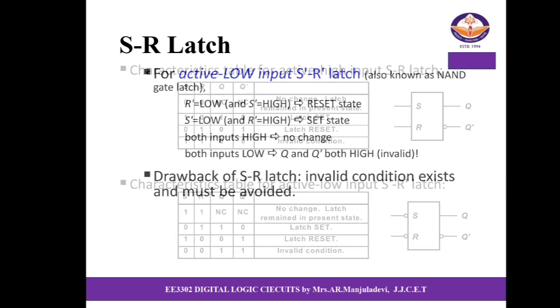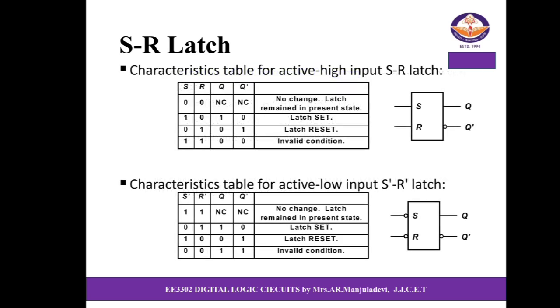These are the characteristics tables of the SR latch and S dash R dash latch. In the SR latch, when both inputs are low, there is no change. When both inputs are high, it is in the invalid condition. In the S dash R dash latch, when both inputs are low, it is in the invalid condition. When both inputs are high, there is no change. This is the difference between the SR latch and the S dash R dash latch.